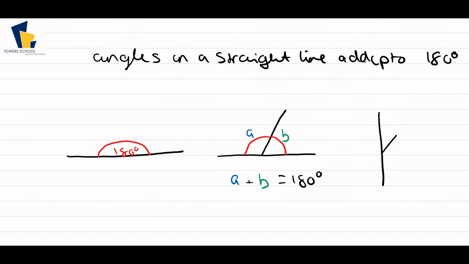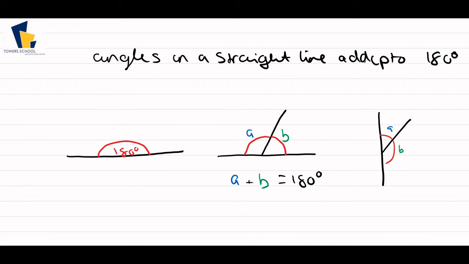Now, just be careful that straight lines aren't always horizontal like this. They could start to look like this, and it'll be there and there. It doesn't make any difference. This is still a straight line, so it's still going to add up to give you 180 degrees.